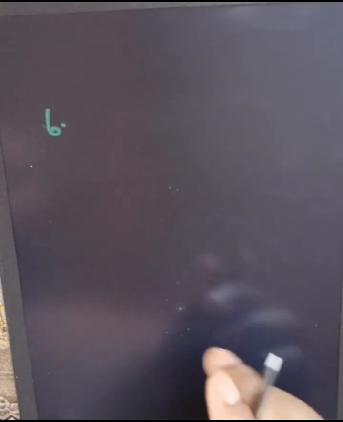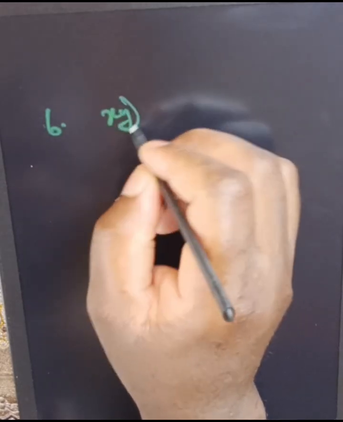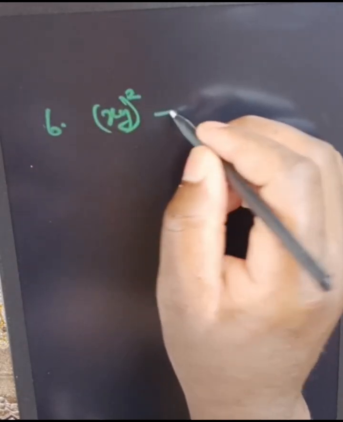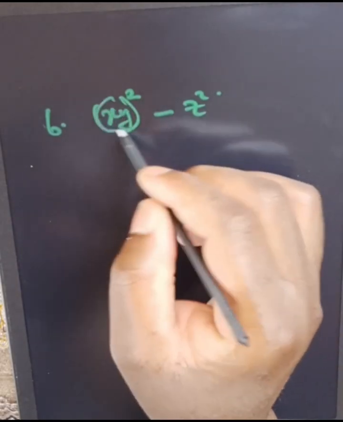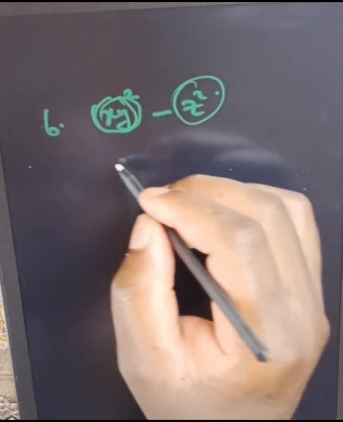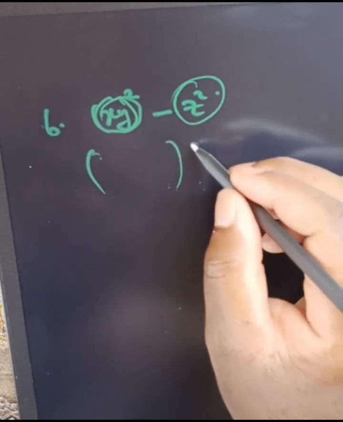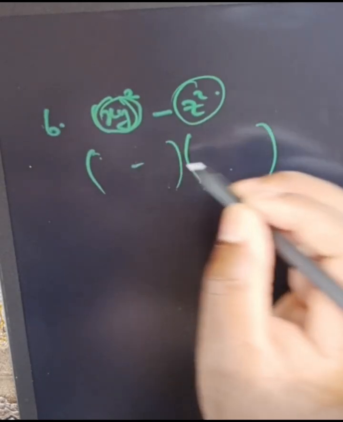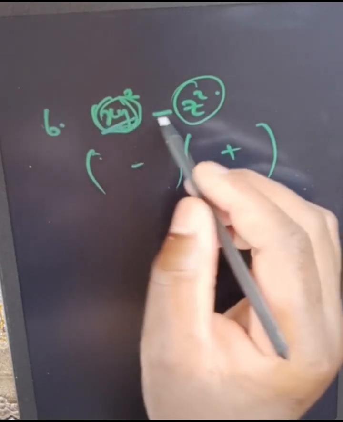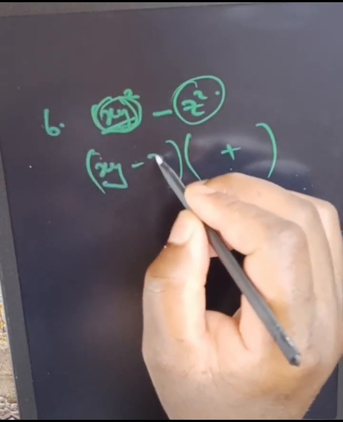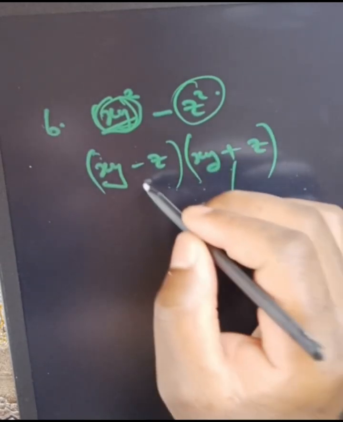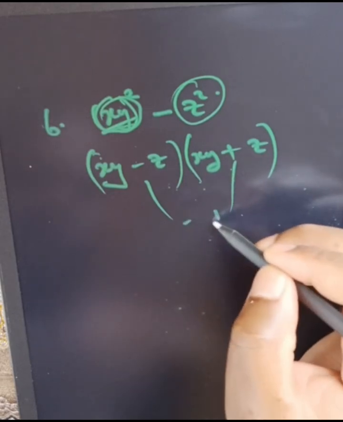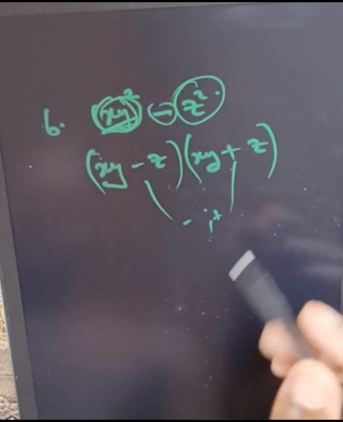We now move on to question 6. Question 6 is (xy) squared minus z squared. It's also a difference of two squares because xy is squared, meaning it's a perfect square, and z is squared too, meaning it's a perfect square. We're going to apply the same concept again. Open bracket, close bracket, open bracket, close bracket. A negative, a positive. The square root for that one is xy. The square root of z squared is z. So our answer is xy minus z, xy plus z. This is our final answer.